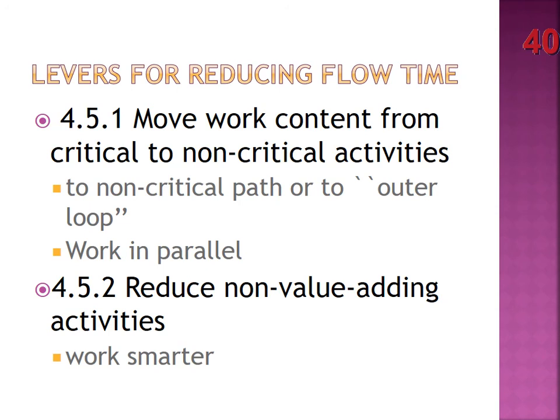So if you want to reduce flow time, if we can take work content from critical to non-critical activities or to the outer loop, meaning, if you think about that path that we diagrammed where we had the upper path and the lower path, we can take 5 minutes of work from the critical path and move it to the non-critical path. You've now reduced your flow time by 5 minutes, okay?